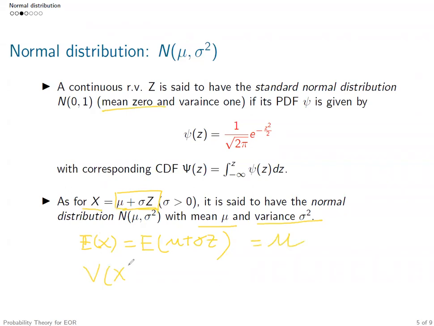What is the variance of X? Well, we can shift by any constant, and the variance remains the same. Let's move the sigma squared outside the bracket. That's sigma squared times the variance of Z, which is 1, so it's sigma squared.